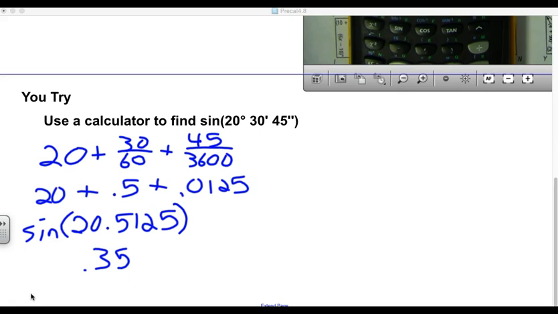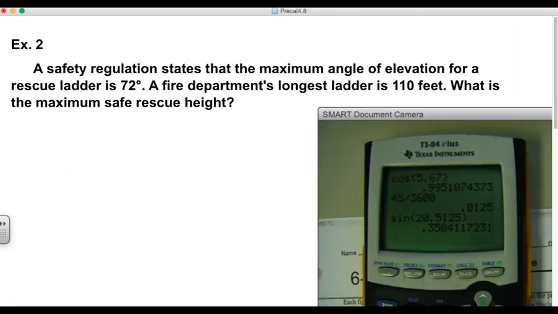All right, so we just needed to talk about how to do this because one of our application problems later is going to involve minutes and seconds. So just needed to make sure we understand how to do that first. So let's look first at this problem.